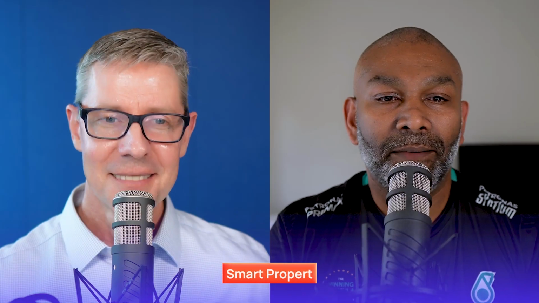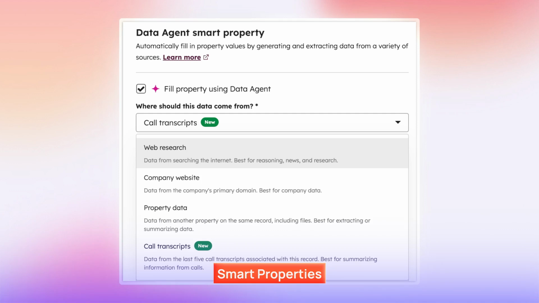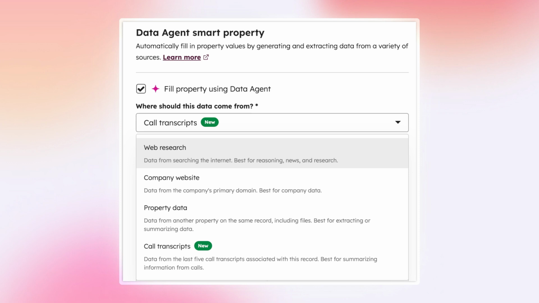All right. And finally, we're going to talk about smart properties. In this example, this is the data agent. And so the data agent can look at call transcripts. I'm sure this is going to keep becoming better. So there are a few things it can do. It can do web research. It can look at a company website. It can look at other property data. It can now look at call transcripts.